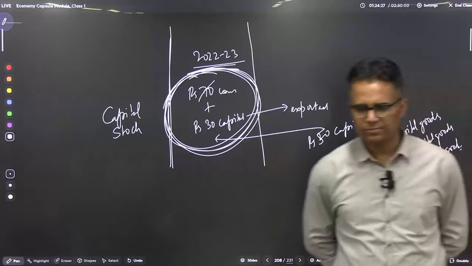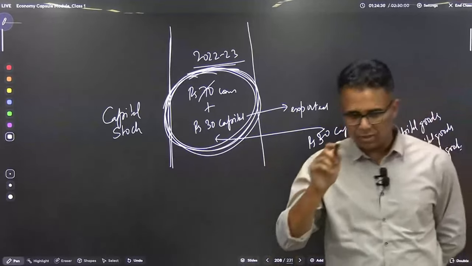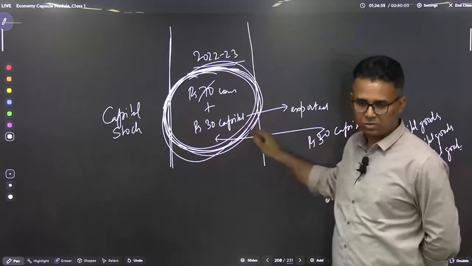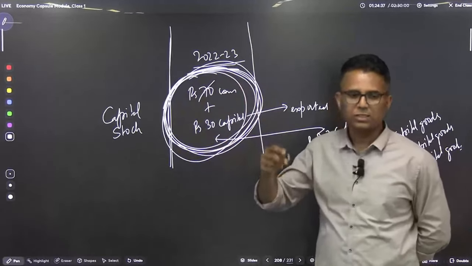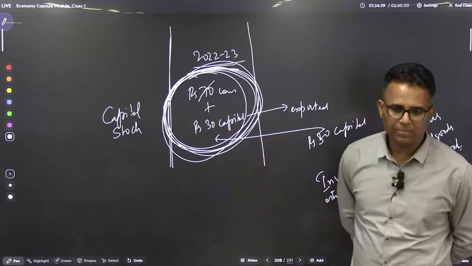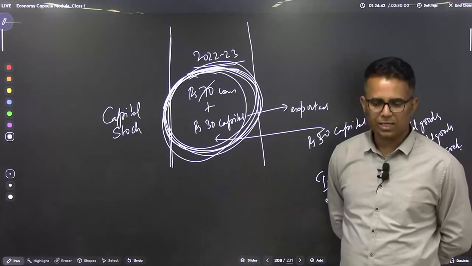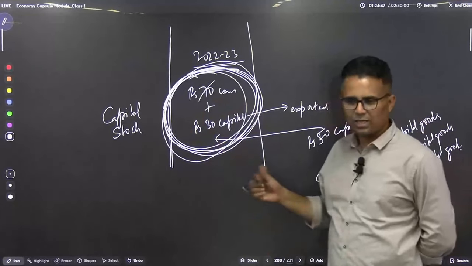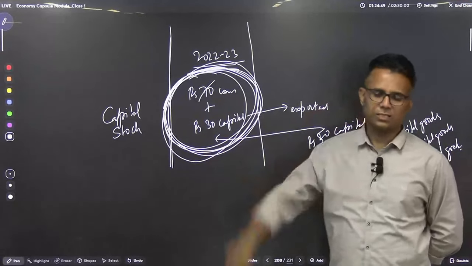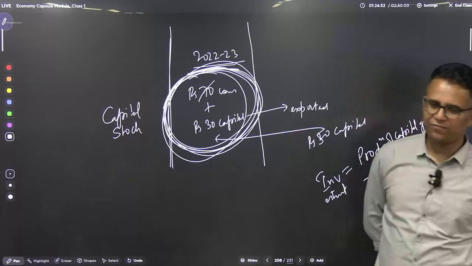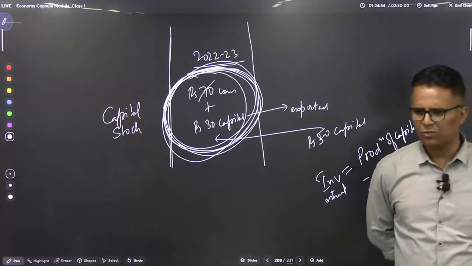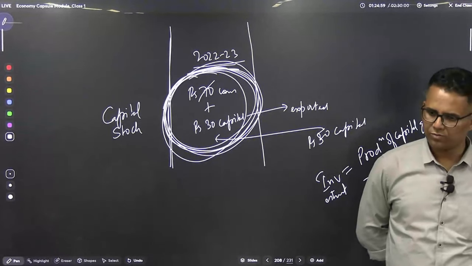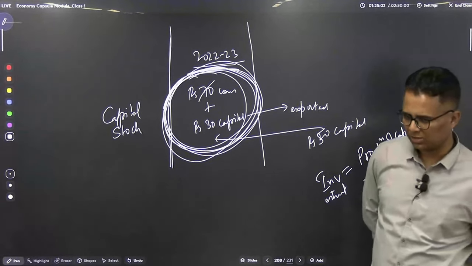How do we define exports? Production within the territory of India and sold to non-residents. Non-residents may be foreigners, government, NRIs, everyone will come. So export is production within the territory of India and sold to non-residents. NRIs also will come, foreigners, foreign companies, foreign governments, everyone will come. Theek hai? So import of capital goods are part of investment. Samajh gaye? Okay.